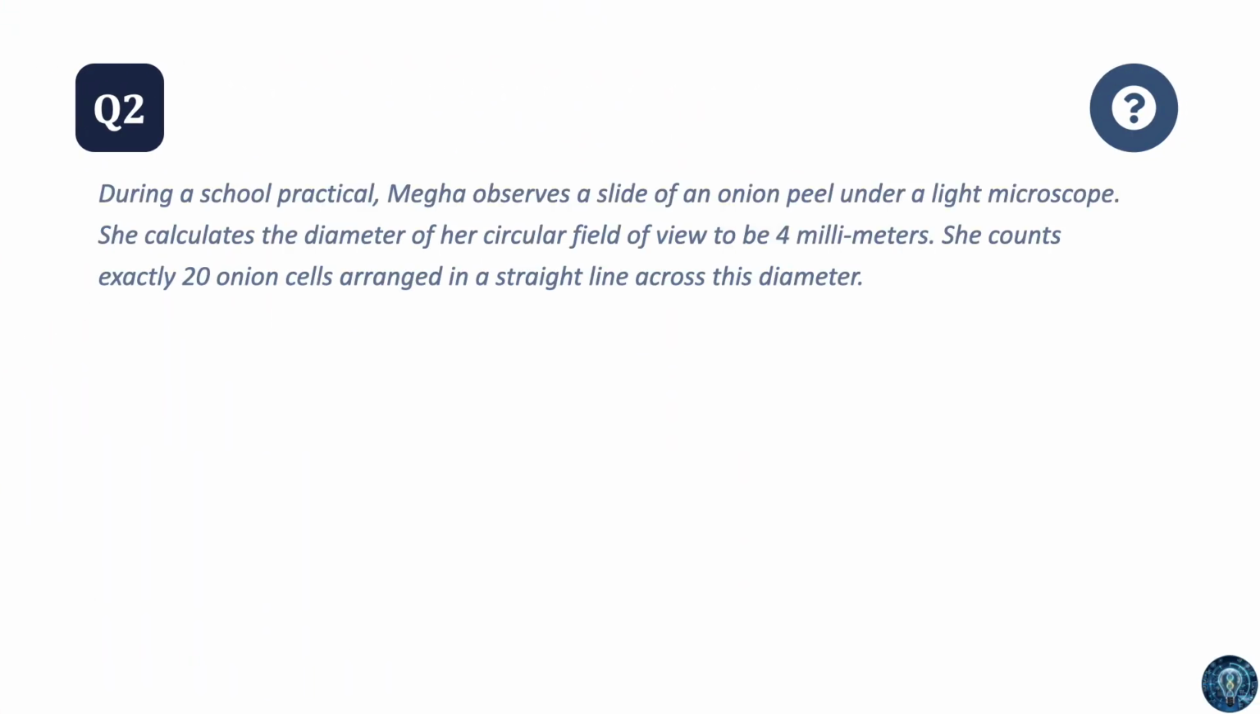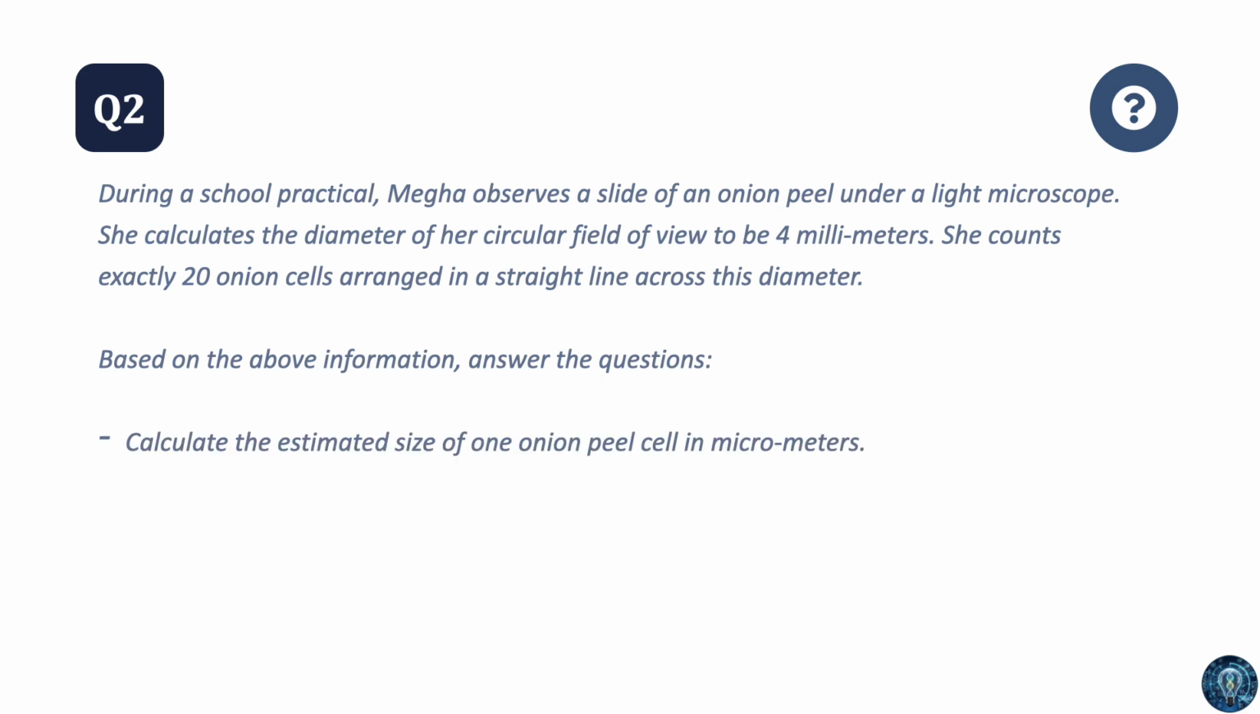During a school practical, Megha observes a slide of an onion peel under a light microscope. She calculates the diameter of a circular field of view to be 4 millimeters. She counts exactly 20 onion cells arranged in a straight line across this diameter. Based on the above information, answer the questions.